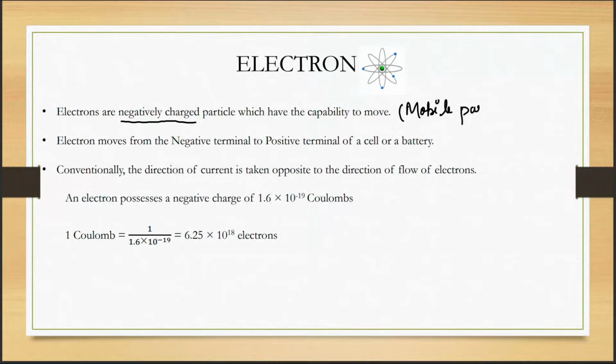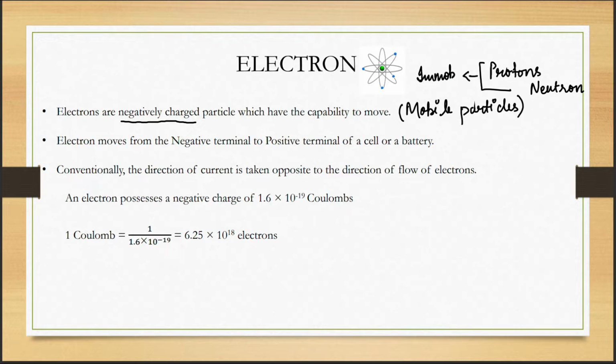And apart from this, we should know that protons and neutrons actually make up the whole mass of the atom, and the mass is concentrated at one point in the nucleus. So these both guys are non-mobile. That's why they are immobile particles. So one should know about the different properties of protons and neutrons as well.